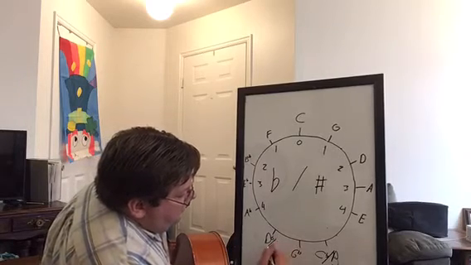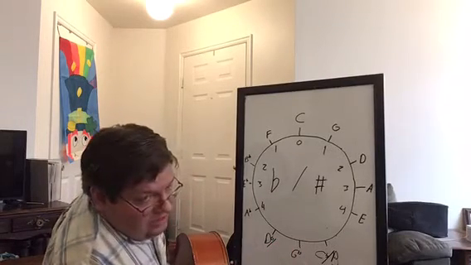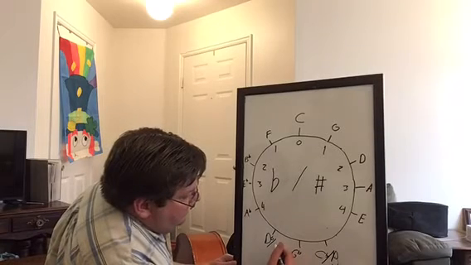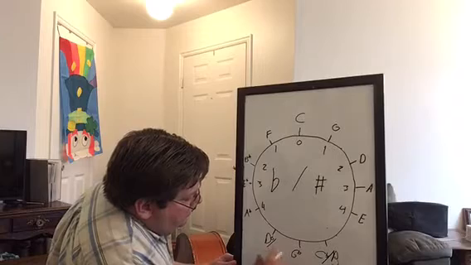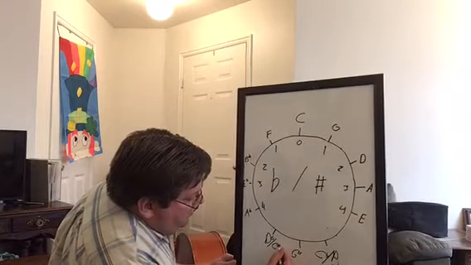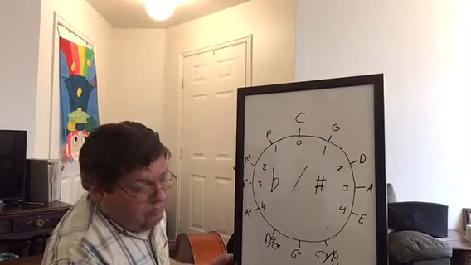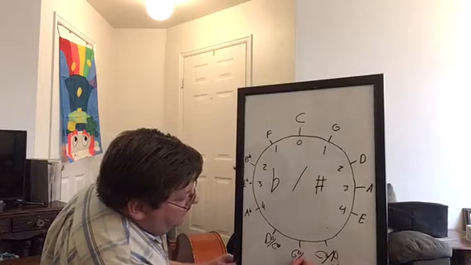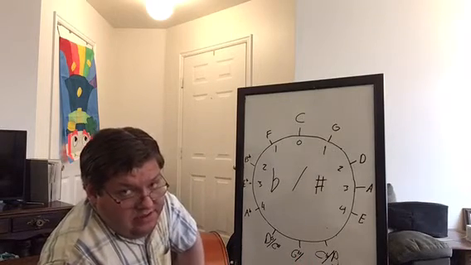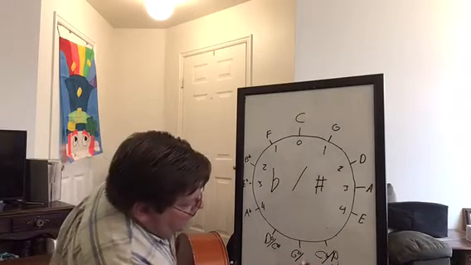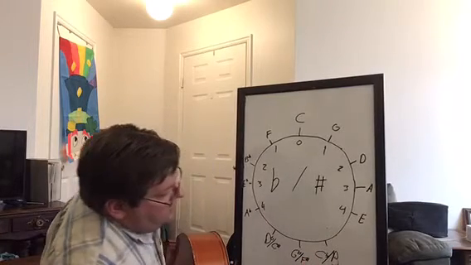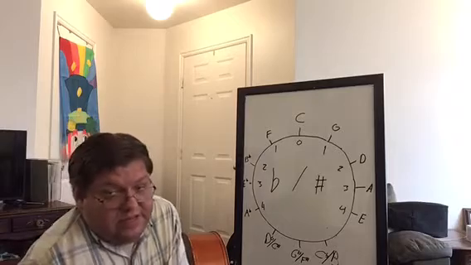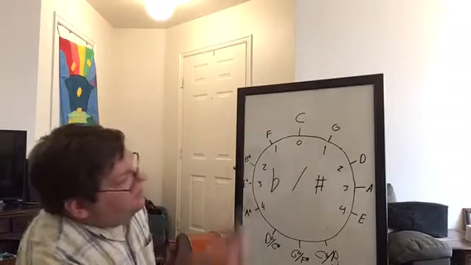D flat is the same thing as C sharp, right? Think about it. G flat is the same thing as, that's right, F sharp. So it literally is a circle of fifths, and it goes on forever.